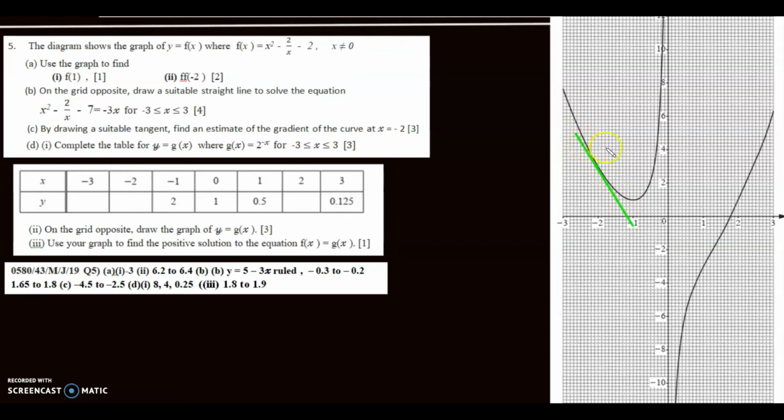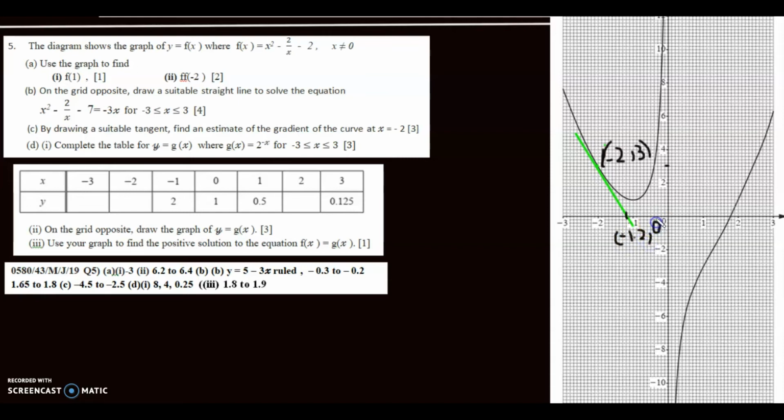So if this is the tangent, now I need 2 points on this tangent. One point can be the same point, minus 2, comma, what's the value of y here? This is around 3, 1, 2, 3, 4, 5, yes, it's exactly 3, so minus 2, comma 3. And I'll redo this value as well. This is x is negative 1.2 and y is 0.